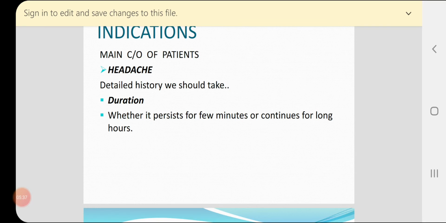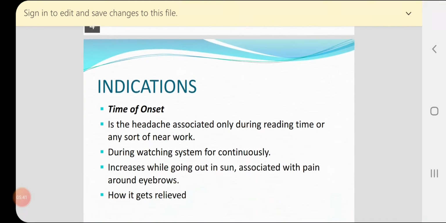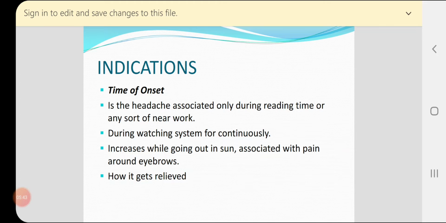How much time does the headache persist? Okay. Time of onset of the headache: is the headache associated only during reading time or any sort of near work, during watching computer continuously? Okay, these are all ocular headache. Third point, okay, increases while going out in the sun, associated with pain around eyebrows. Definitely this is a kind of sinusitis.